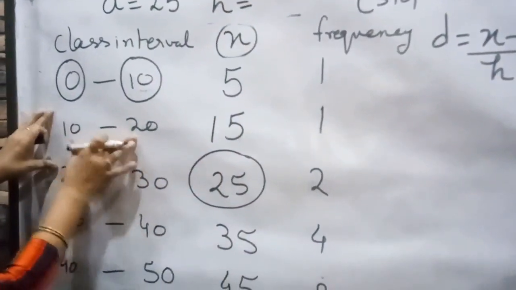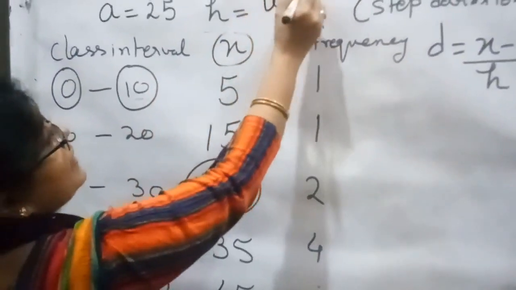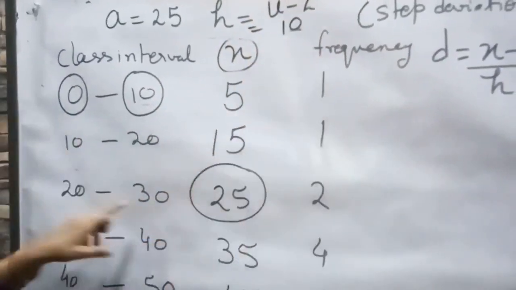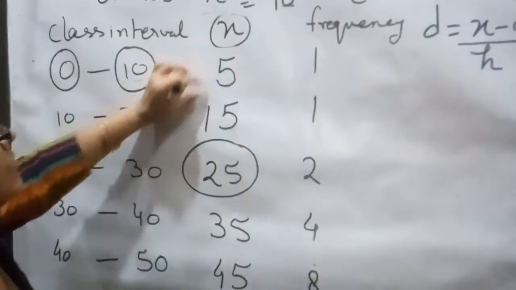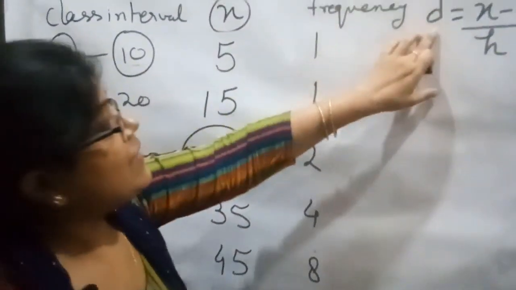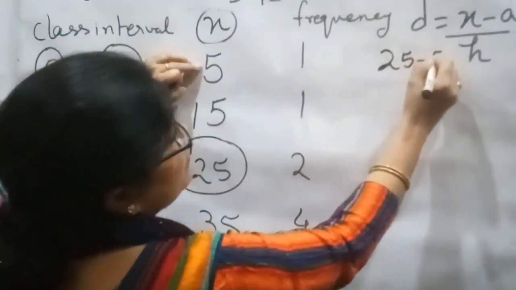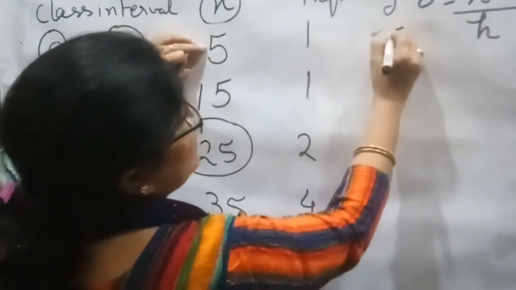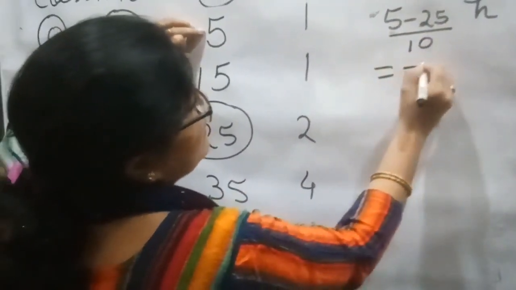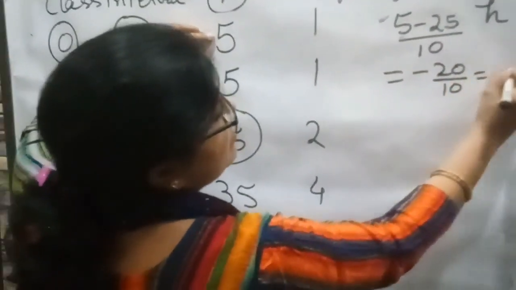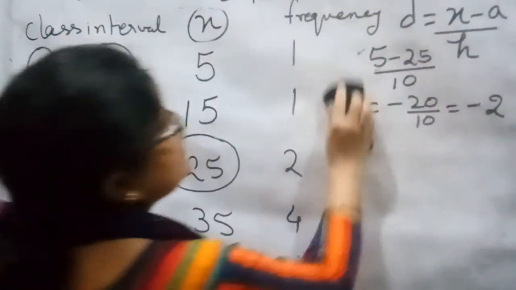h is the difference of the class interval, that means upper limit minus lower limit. That means we have 10 here. 30 minus 20, 10. 40 minus 30, 10. Clear? And what is x? x means these digits. Now when we have to find for 5, I am just writing over here: x minus a, that means 5 minus 25 over 10. That means minus 20 by 10. That means what we got? Minus 2. In this way we solve. Now I am writing collectively.